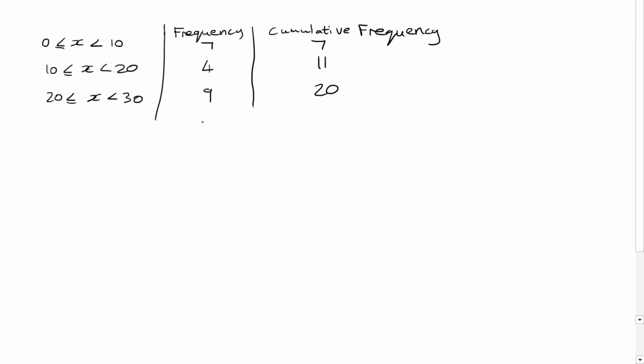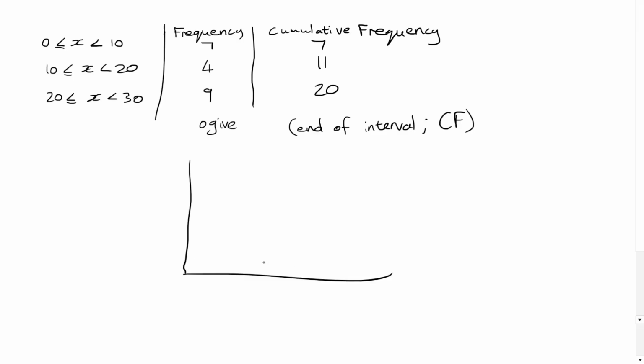And what you do to draw an ogive graph is you take the end of the interval and the cumulative frequency and plot those as points. Again, a really rough picture. My first point would be the end of the interval, 10, and the cumulative 7. Let me just write the points here. So it will be 10 and 7. It will be 20, the end of the interval, and the cumulative, and 30 and 20.